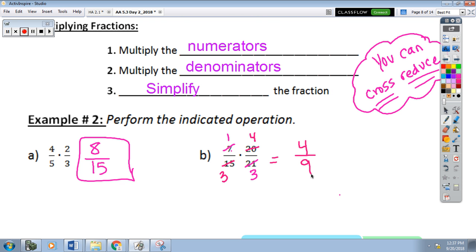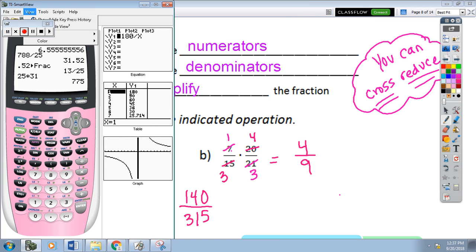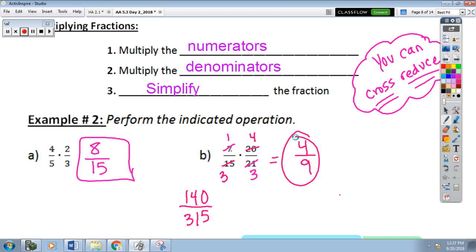Now just to show you below, in case you didn't do that, you would get 140, 7 times 20, and then in the bottom you would get 315. And then you can use your calculator to reduce that if you don't want to sit there. So 140 divided by 315. And I showed you yesterday how you had to hit enter and then change the fraction. You actually can just do math frac right there, and it'll get you 4/9. So if you're someone who doesn't like this cross-reducing, you're not following my train of thought, then ignore me and follow the directions right here. Okay? Looks like my board might freeze.